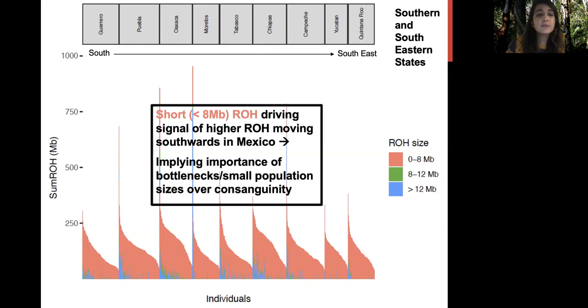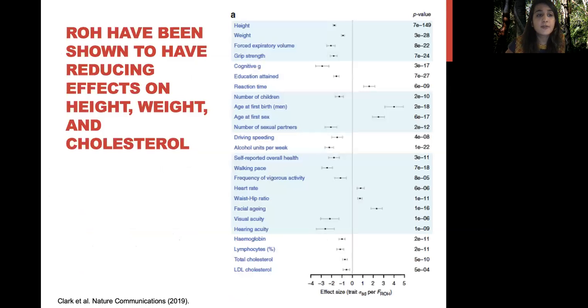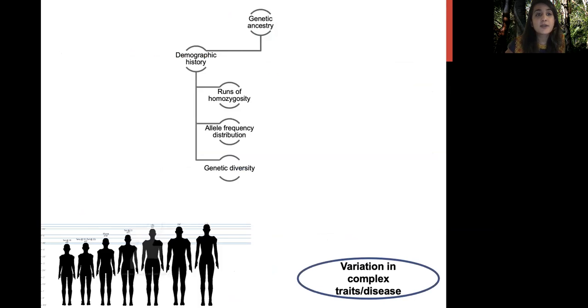Now, ROH have been shown to have associations with a broad range of complex traits, and are estimated to have reducing effects on height, weight, and cholesterol, for example. So we consider the role of ancestry as may manifest through runs of homozygosity or other aspects of genetic variation affected by demographic history, and ask whether they're important in understanding variation that we observe in complex traits or disease. For example, why some people are taller or more likely to have high cholesterol.